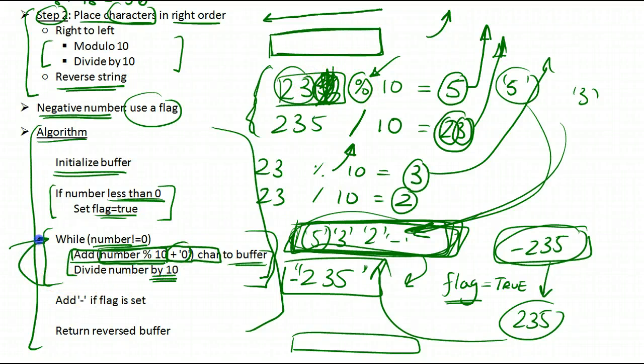And I continue doing this until at one point you will reach 2, and you will divide 2 by 10, and this will give you 0, and you will exit the loop because the number is equal to 0. So you will exit the loop, and you will have a buffer with 532, and then you will check the flag. Is it set? That means it's negative. So you will add that dash, and then in the end you will reverse your buffer and return it as the return of your method.